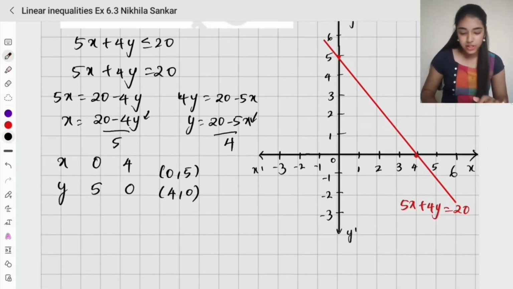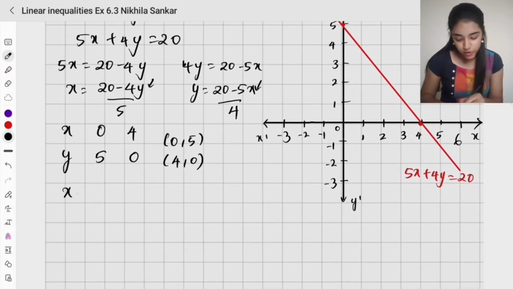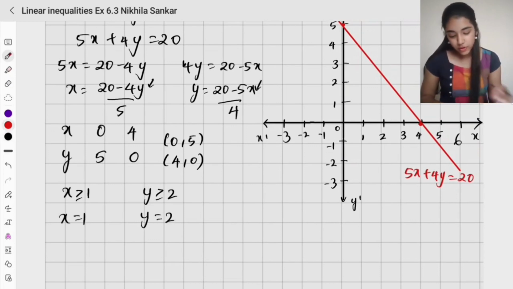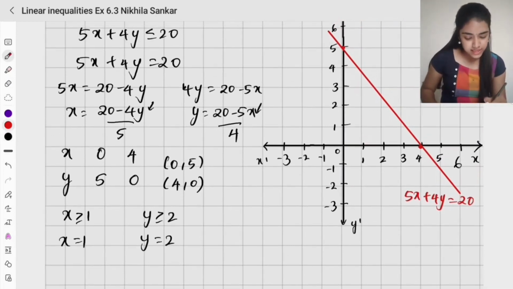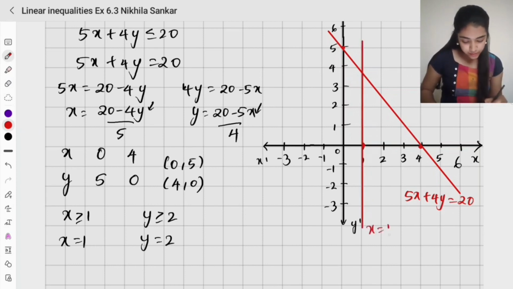What are my other two inequations? Pretty straightforward. X greater than or equal to 1, y greater than or equal to 2. So x is equal to 1 and y equals 2. What will their graph look like? X is equal to 1 is this particular point. No matter what my value of y is, x is always going to be 1. So this is the x is equal to 1 line, and y is equal to 2 is going to be this particular line, parallel to the x axis. Okay, this is basic concept.